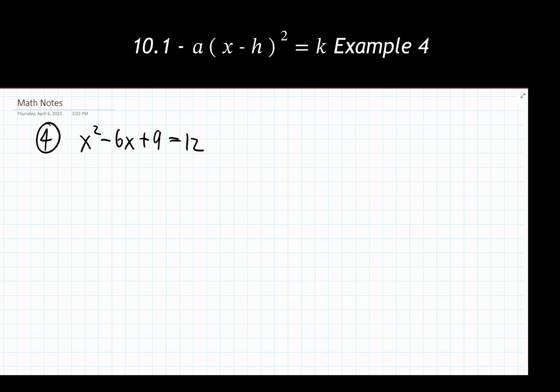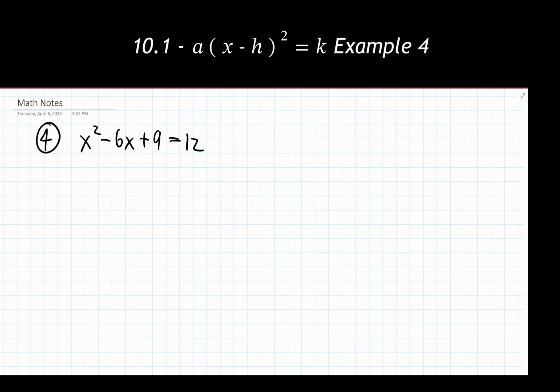So here we are at our final example. And this is one that looks very different from everything else that we've done up till now, primarily because we have a squared or quadratic term, and we have a linear term showing up in here. Now the way this thing is currently written, I can't actually use the extraction of roots or the square root property method to get to my final answer.